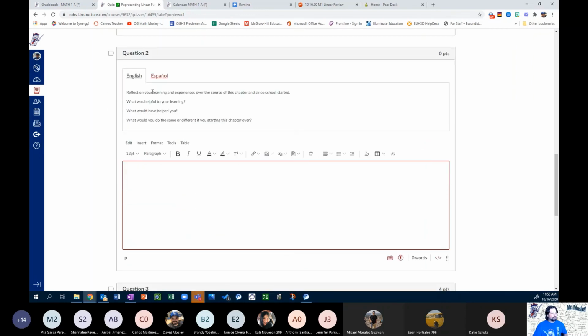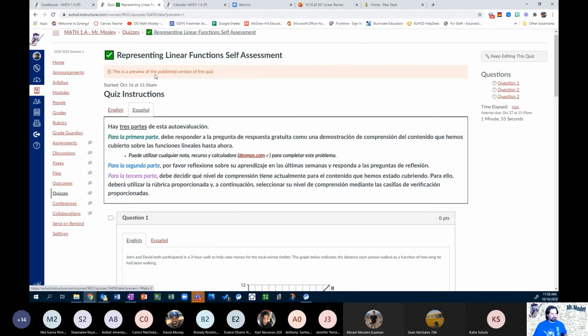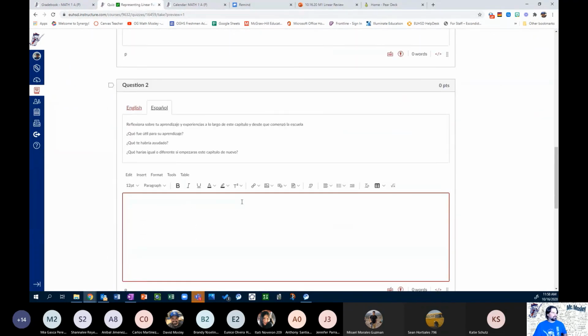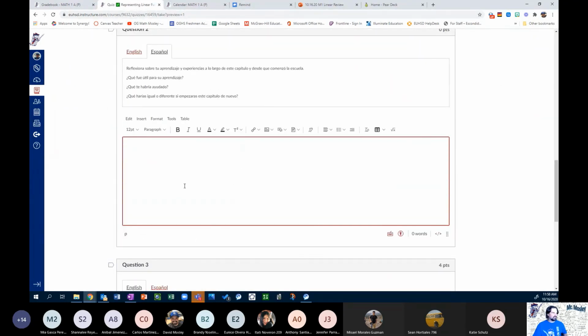In question 2, this is the reflection. Why do I keep flipping? There we go. Right, this is the reflection of your learning. Okay. And just answer the questions honestly. I want to know. I want the feedback.